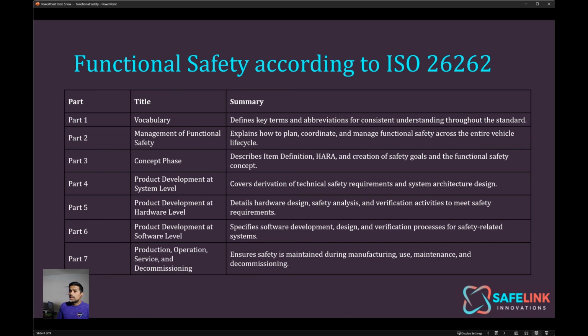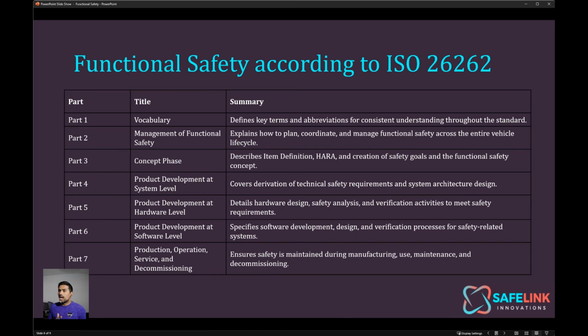Part 4 is the product development at the system level. It talks about how technically the product can be made safe. What are the sensor suite that needs to be used? What are the safety mechanisms and where are they going to be implemented?